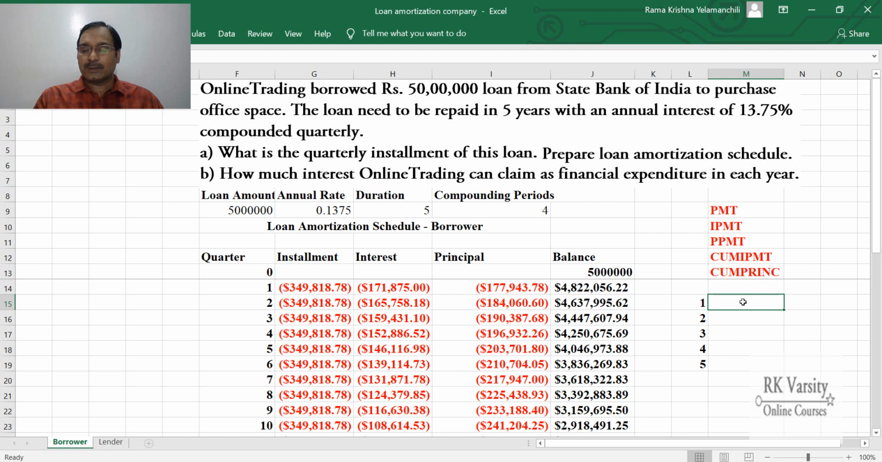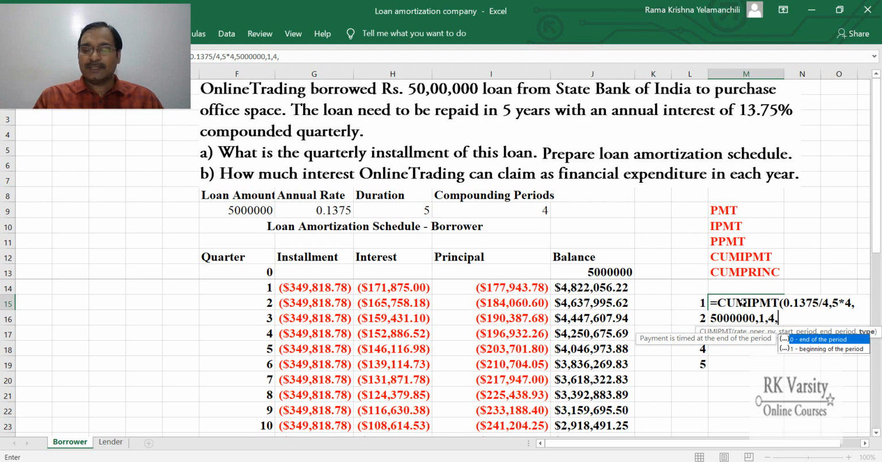So to get your cumulative interest payment, we use the function called equal to CUMIPMT, that is cumulative interest payment. Then give the input for rate, that is 0.1375 upon 4. Then number of periods, that is 5 into 4, 20 it will be. Then your PV value, 50 lakhs, is the loan that you borrowed. Then start period. In the first year, the first quarter is the starting period. So give the 1 here, comma, end period. First year ends with the fourth quarter. So give the fourth quarter here.